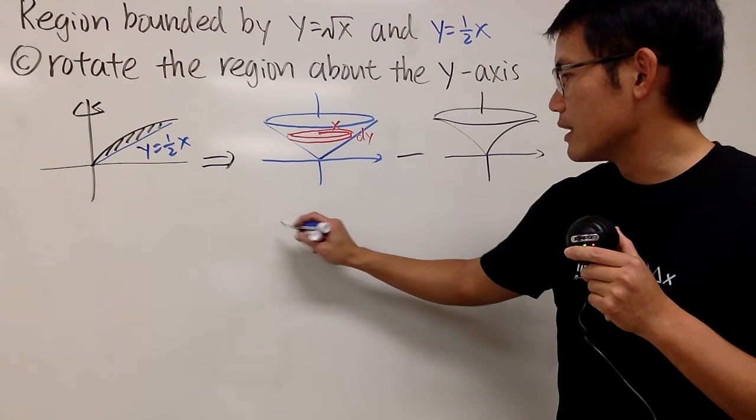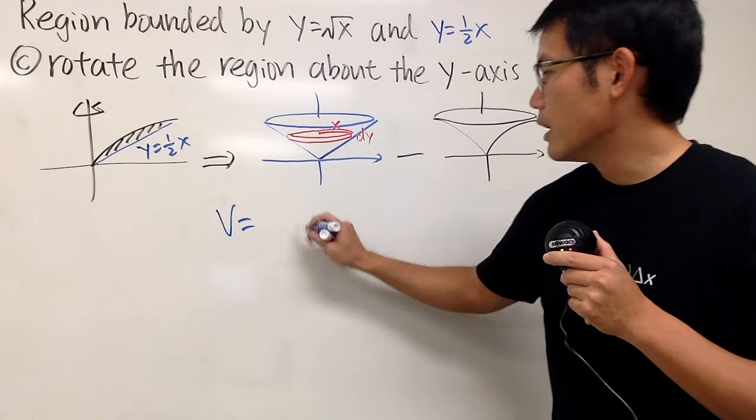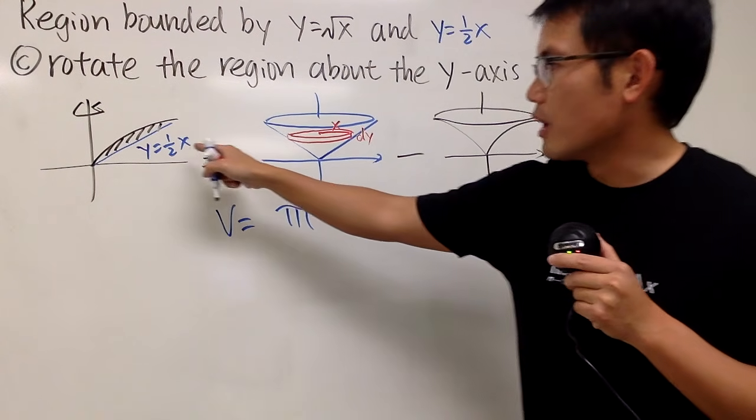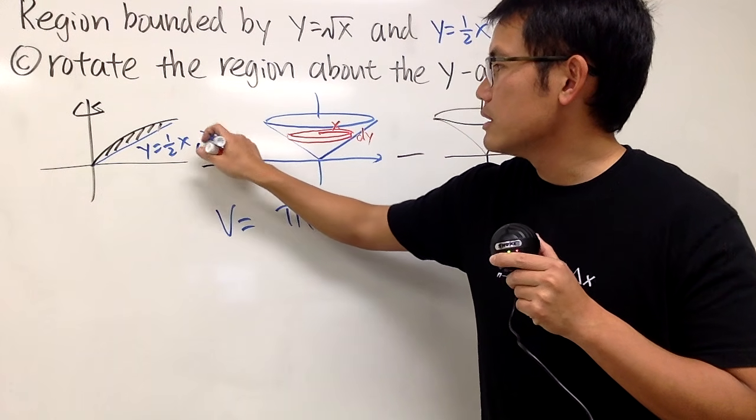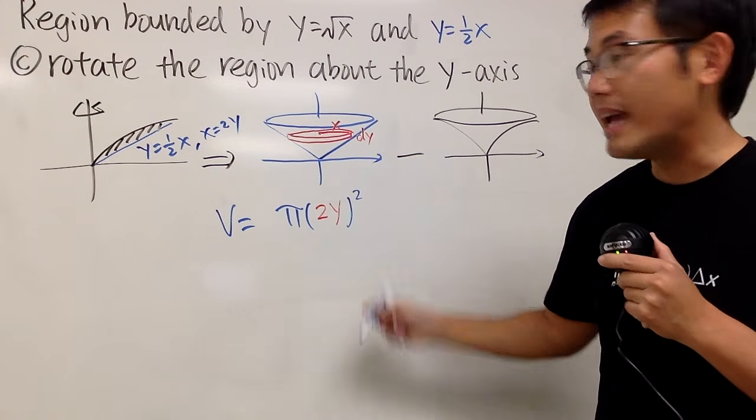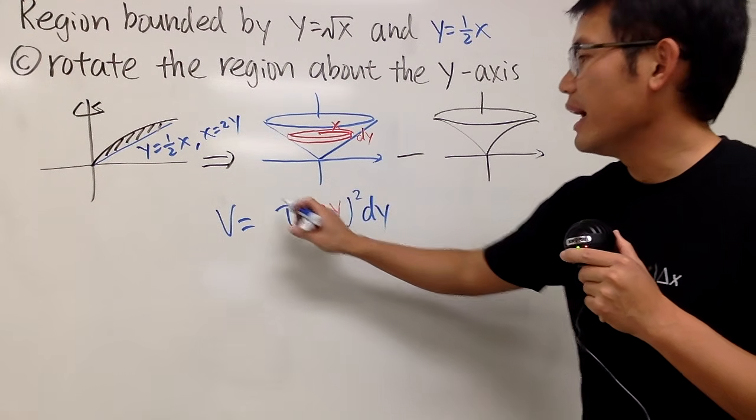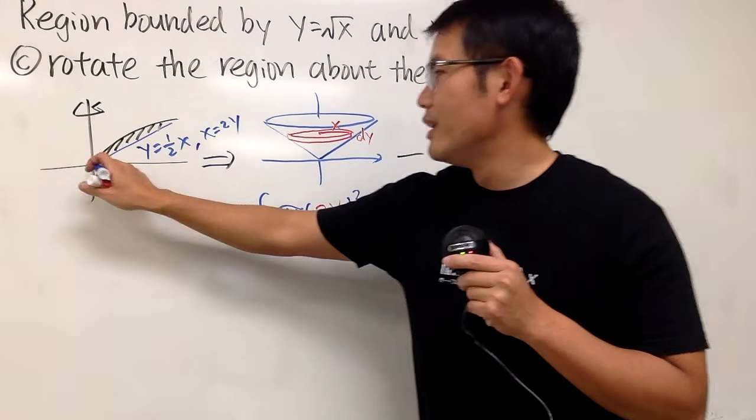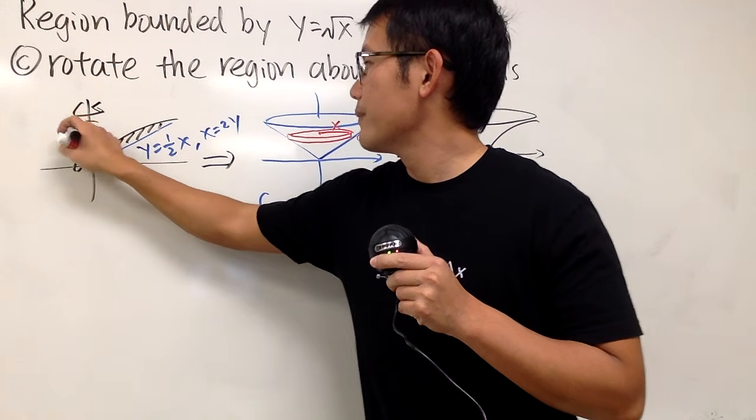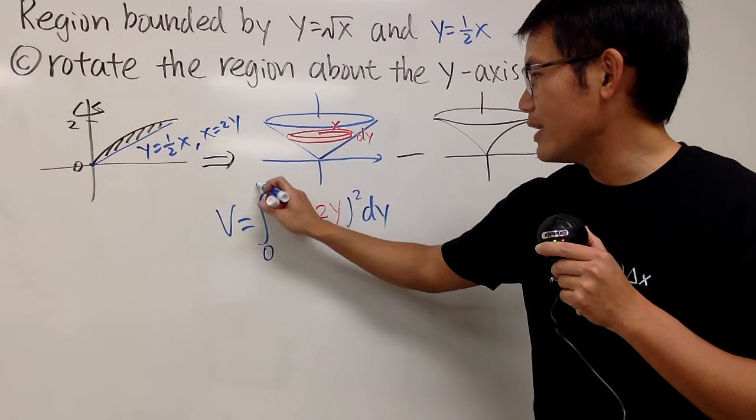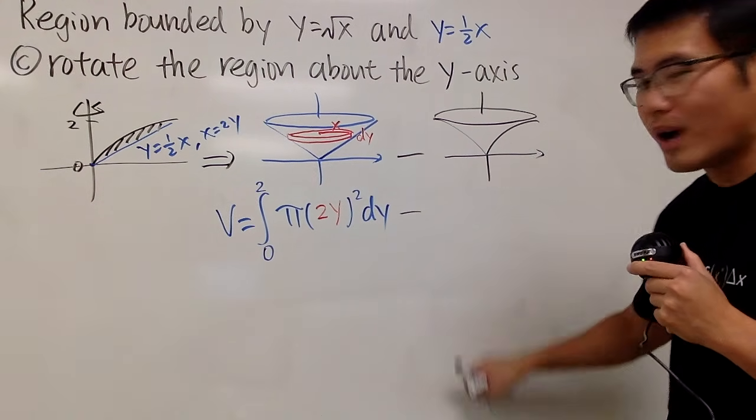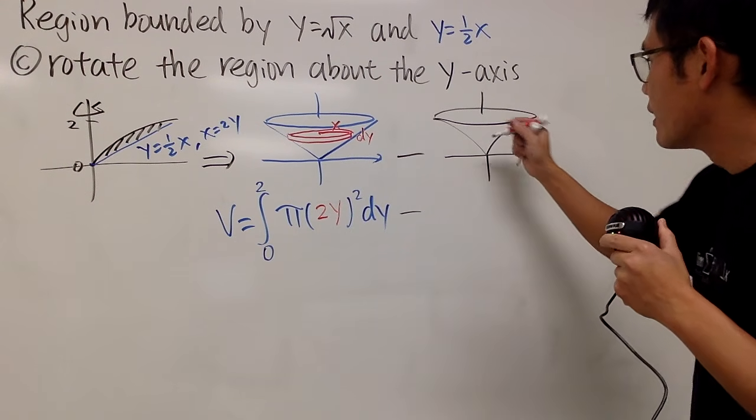Anyway, this right here, let's go ahead and put down the volume. Pi r squared, the radius is x, but again, you have to write this down in terms of the y, which is x equals 2y. I'll just put down 2y right here, and then square that. And we are in the y world, so that's dy, and then integrate that. From what to what? Well, it was 0 to 2. So integrate this from 0 to 2, and we are done for this. Now, do the subtraction.